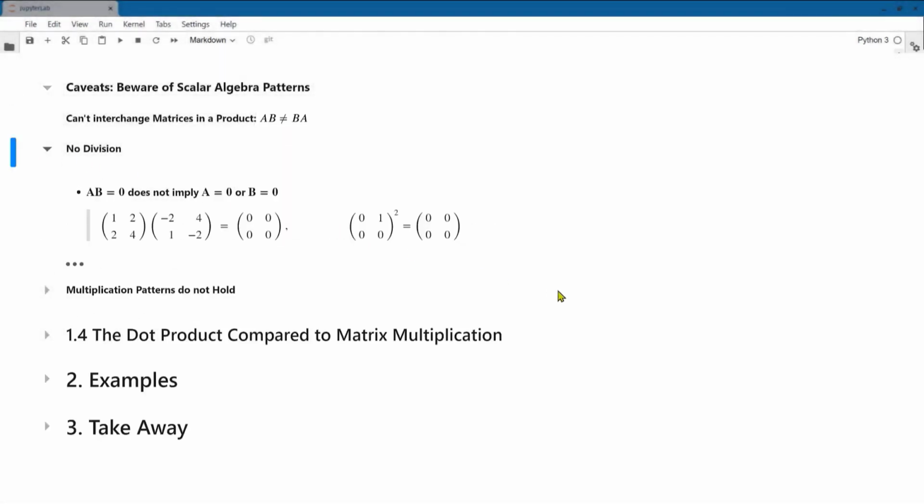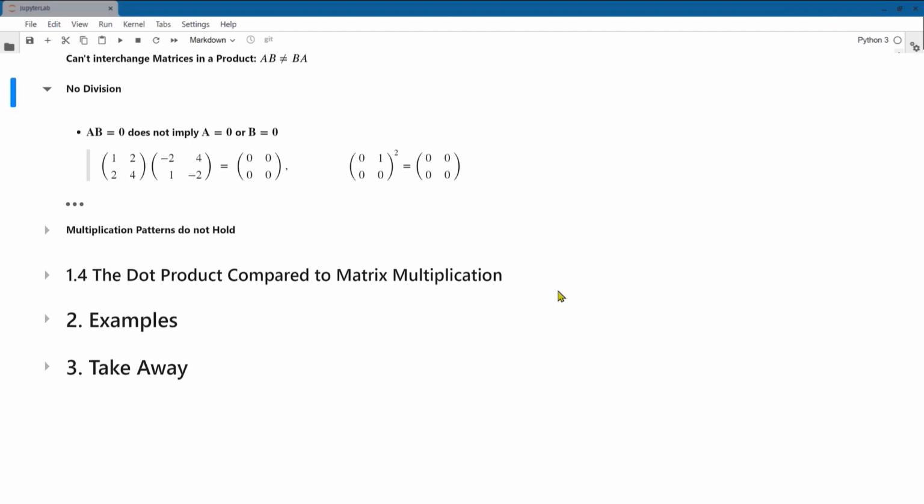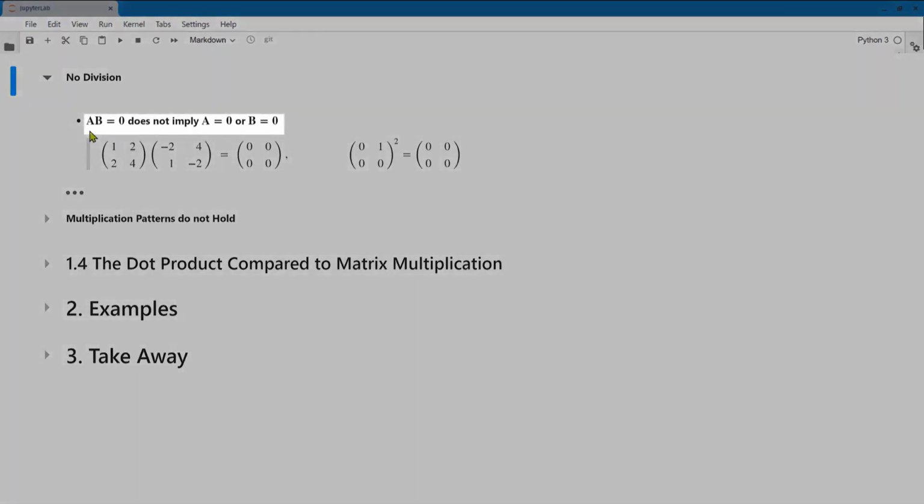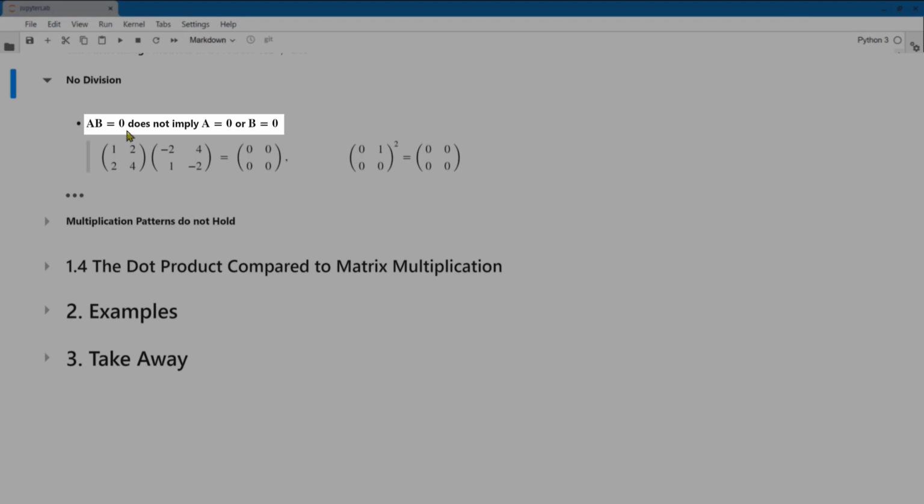The next example is that we have not defined any kind of division. As a consequence, if we have something like A times B is equal to 0, so a product of two matrices is equal to 0, here's an example. That does not imply that A is equal to 0 or B is equal to 0.